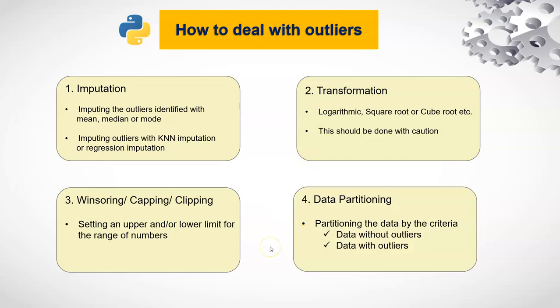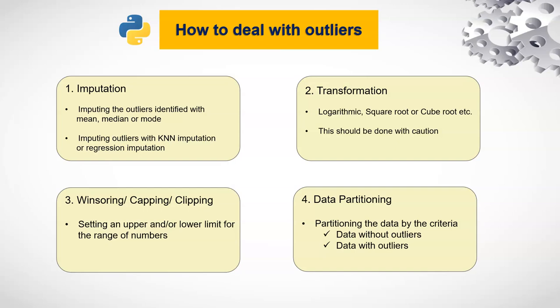Now the fourth method is data partitioning. In this method we do the partitioning of the data by a certain criteria. That criteria is basically a threshold, that is the level beyond which the outliers are identified. That threshold is what we use to segregate our data into two parts. One part would be the data without outliers, the other part would be the data with outliers. This also we will see in the hands-on, which will bring more conceptual clarity.